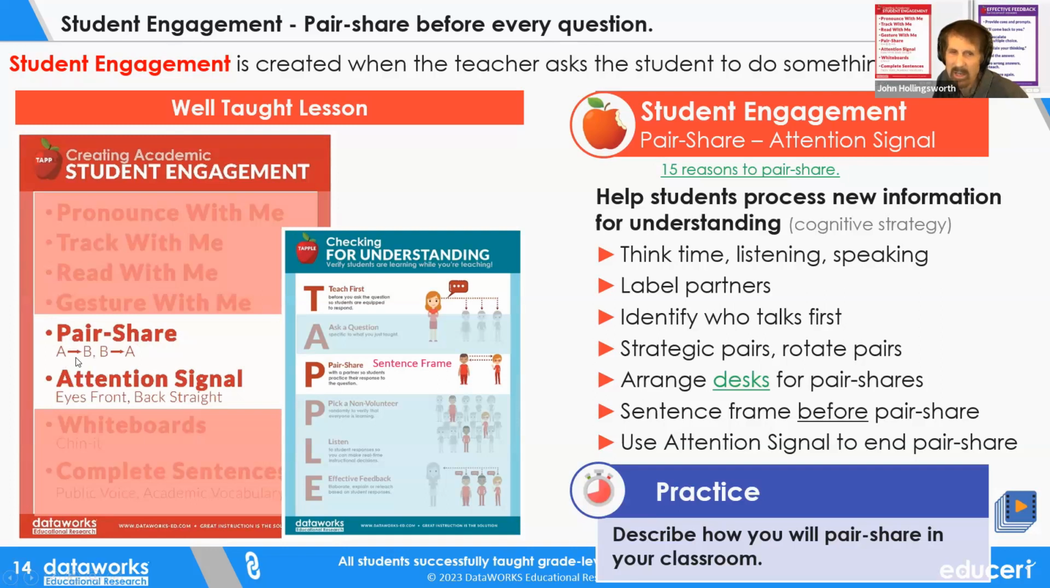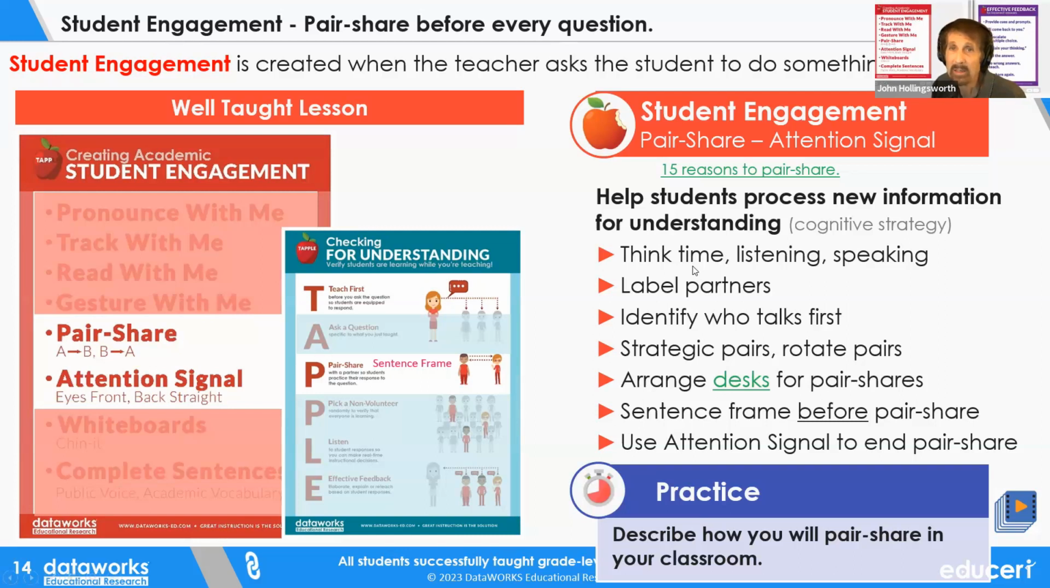Pair share, A to B, B to A. You've been seeing us do pair shares quite a lot, and let's look at just a couple of the strategies about that. You've probably all heard the research of think time. I think the research is actually 3 to 5 seconds. So the idea used to be you delayed for 3 to 5 seconds because you want everyone to process in their brain. If you call someone too quickly, the rest of the students are not processing. They need that process time.